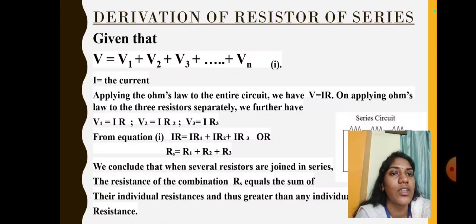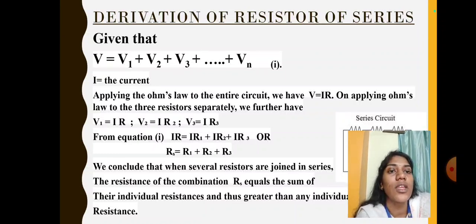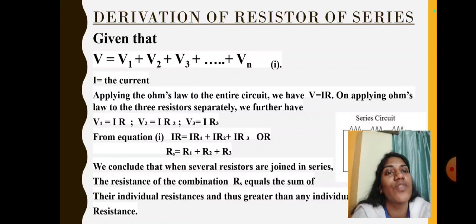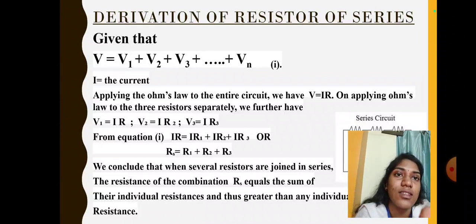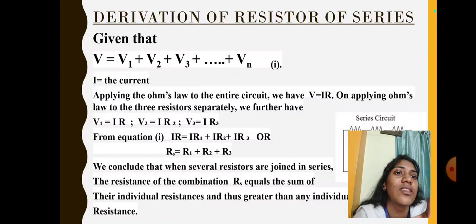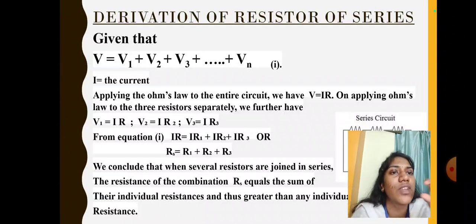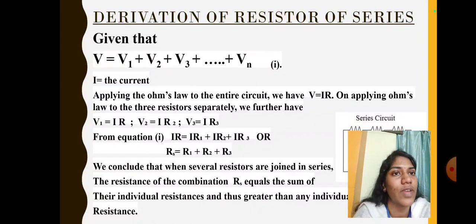So if we substitute the values of V1, V2, and V3, we get IRs is equal to IR1 plus IR2 plus IR3, and so on. Since the current passing through all the resistances is the same, we can cancel it out. We get Rs, the sum of resistance in a series circuit, is equal to the direct summation of the individual resistances, that is R1 plus R2 plus R3. So we can say that the sum of resistance in a series circuit is the summation of the individual resistances of the resistors. It is very simple. So Rs is equal to the sum of the individual values of all the resistors.